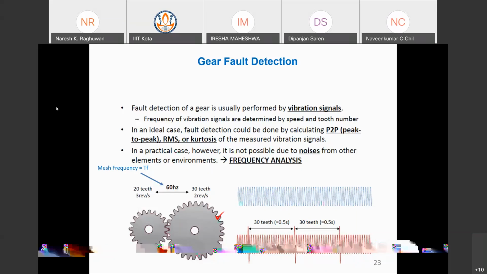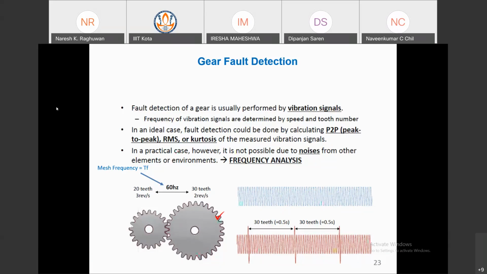If you are not calculating the time period, then the 60 hertz frequency will give you the indication of the fault, but you are not able to detect whether the fault is in the larger gear or the smaller gear. So in gear fault diagnosis, in the ideal case, fault detection could be done by calculating peak to peak, RMS and kurtosis of the measured vibration signal. You measure the time domain signal and calculate peak to peak: the healthy gear peak and the faulty gear peak. If the peaks are increasing, then something is wrong.